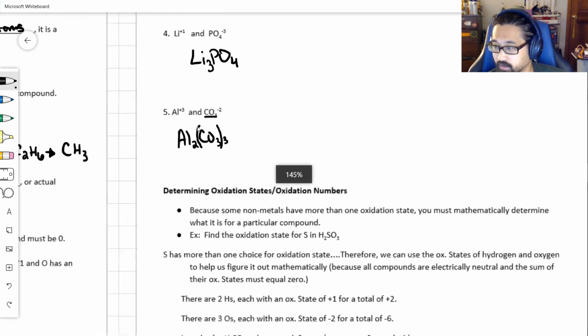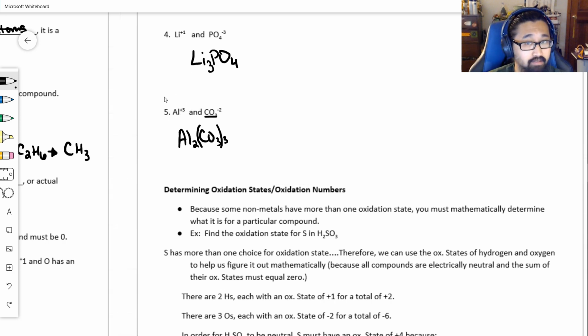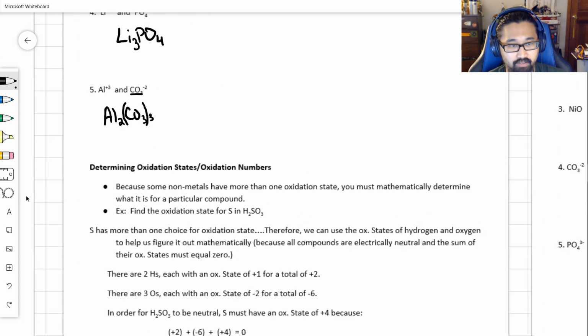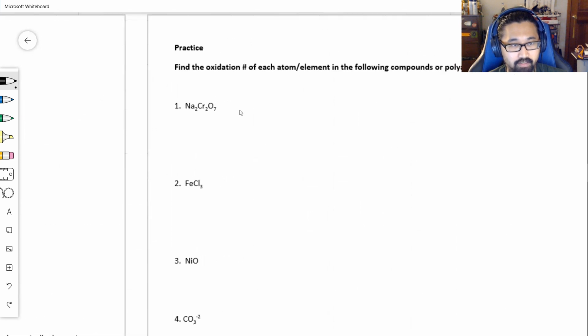Now, this was how to make a compound from the ions. What we're going to do next is we're going to take the ions and make a compound. What we're going to do next is we're going to take these compounds and figure out what ions they are made of.